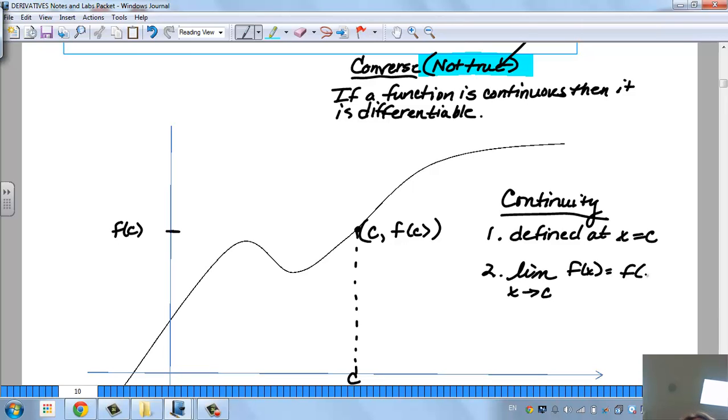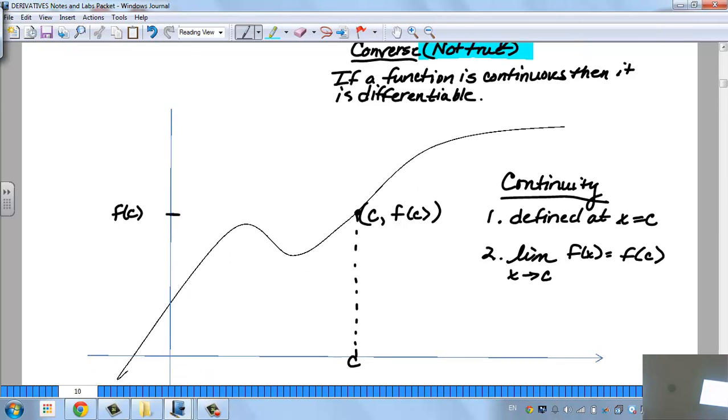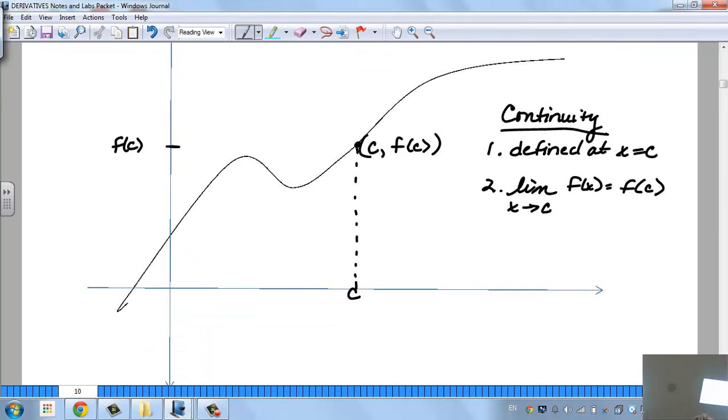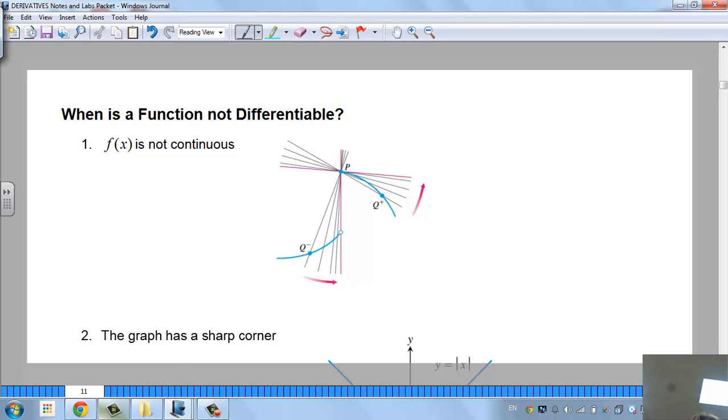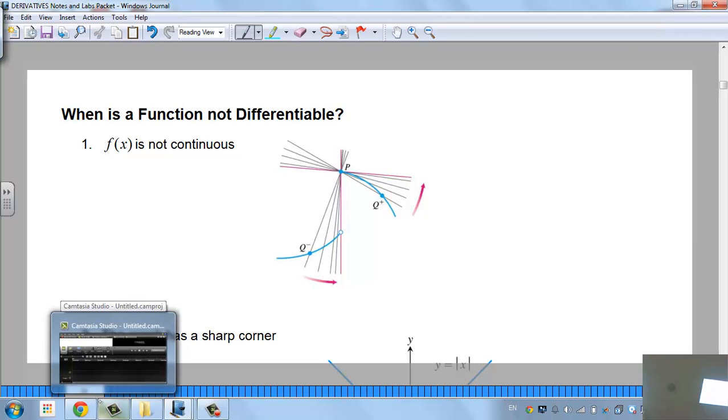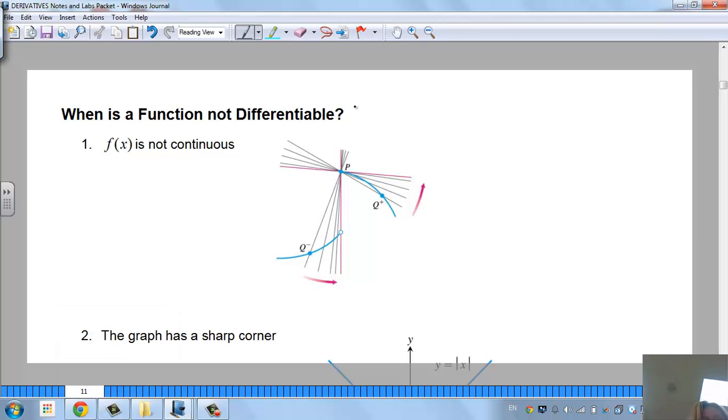It's the same as saying the value of that constant, the y value. Okay? So that's just to have a visual look of continuity. Alright, now when is a function not differentiable? So what I'm talking about here is when is there no derivative at a place, at a point.